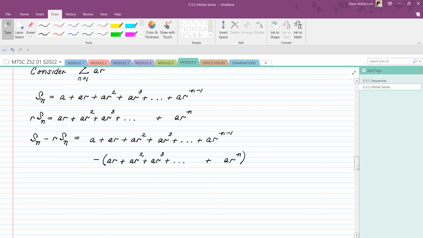Would they cancel out? Okay, almost everything in the middle cancels out. I have AR minus AR, AR squared minus AR squared, AR cubed minus AR cubed. And this one is actually going to cancel with the one before it, which is A. Okay, so I get Sn minus R times Sn is equal to A minus A times R to the n.